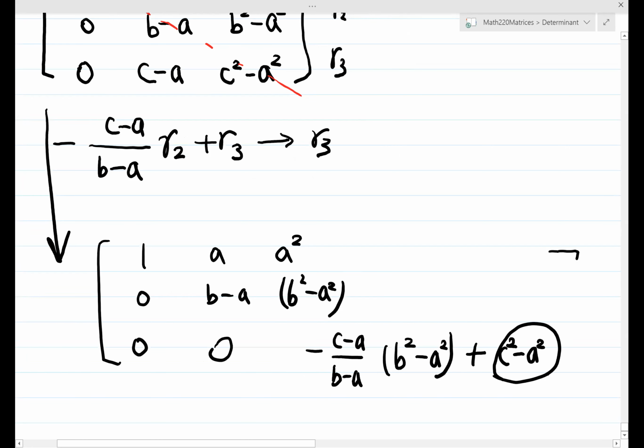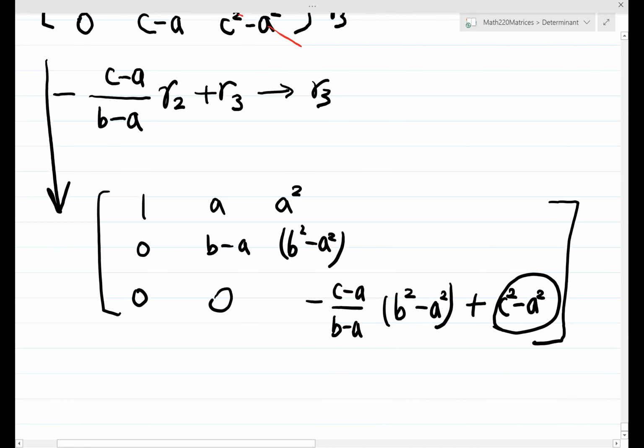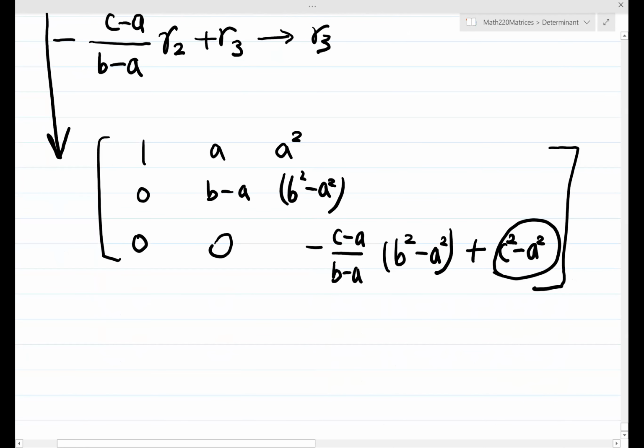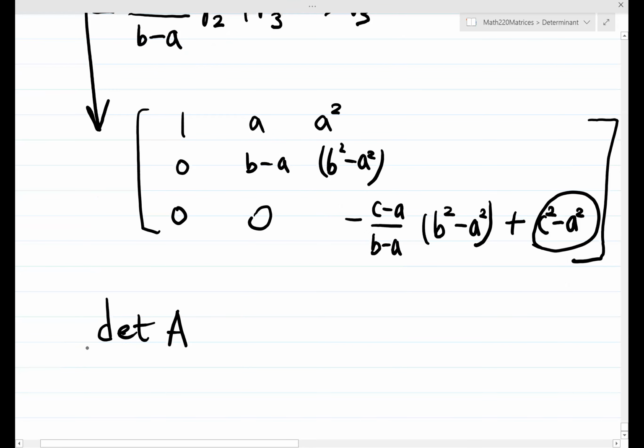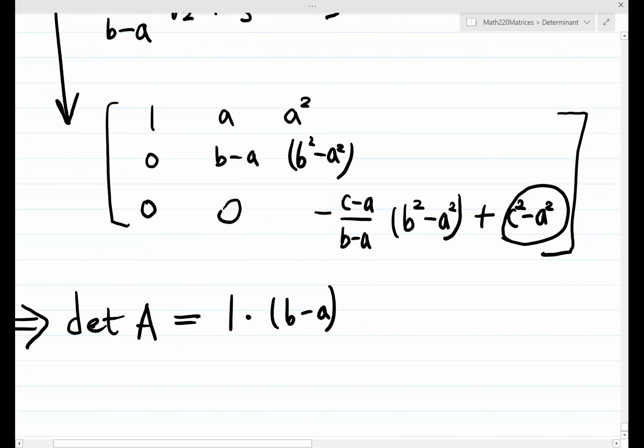Okay. So the determinant will be the product of the 3 diagonal entries. So determinant of A: now here we already have an upper triangular matrix. So we find the determinant of A will be the terms: 1 times b minus a. Now the last term, if you clear the denominator and rearrange, is b squared minus a squared.